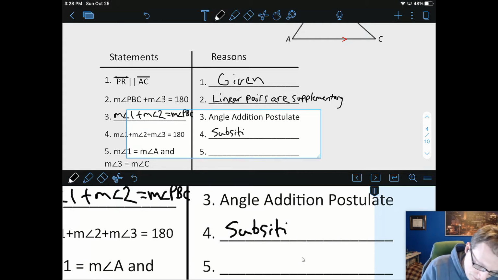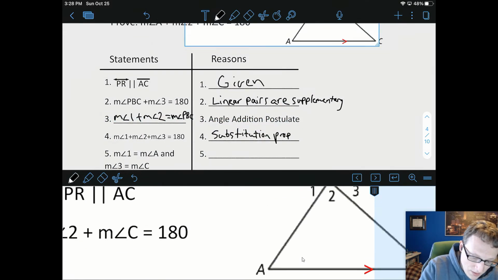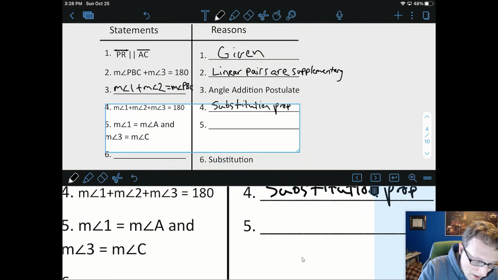Substitution, I can spell. Evidently not. Substitution property. So I replaced the measure of angle PBC with the measure of angle 1 plus the measure of angle 2. And now what I can say is, since I know these lines are parallel, I know that these measures are equal.